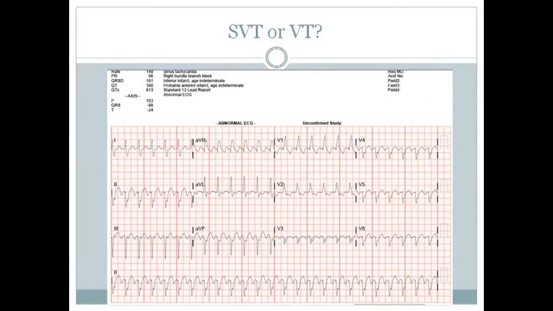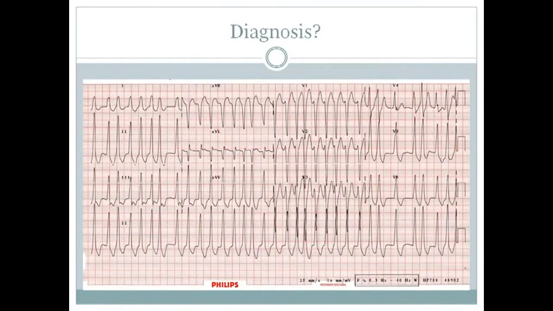Well, again, if you want to slow them down, do a carotid sinus massage. Ask them to push. Okay? Or use your drugs. We're going to talk about the drugs.